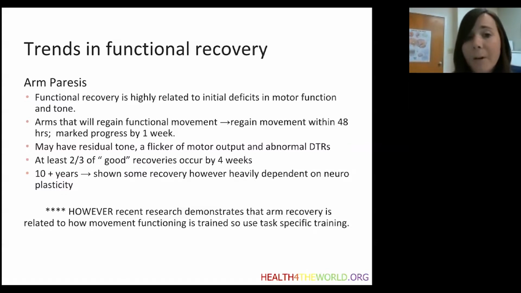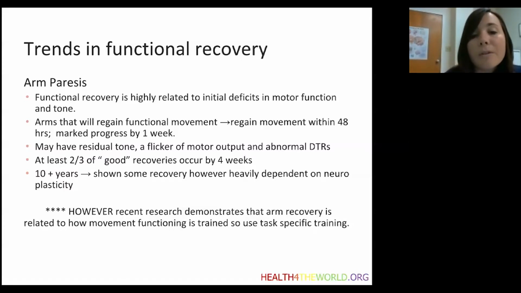What we have seen, though, is that arms will most likely regain functional movement within the first 48 hours, and you should see marked to almost full improvement within the first week. Some patients will still have residual tone or a flicker of motor output or abnormal deep tendon reflexes, but for the most part, they should have functional movement in their arms. And then at least 2/3 of good recoveries, whatever that may be to you, basically just being able to use the hand, should occur within 4 weeks after the insult of injury.